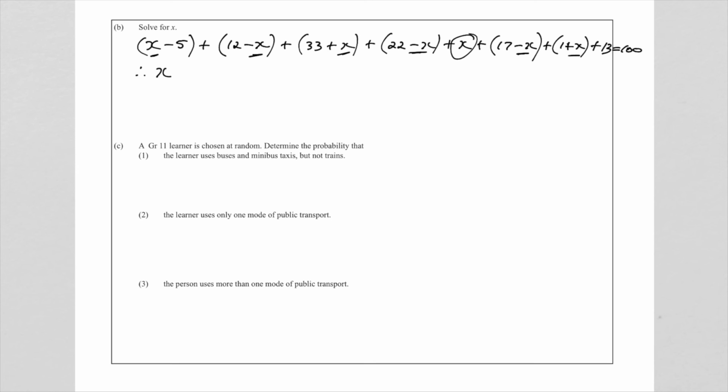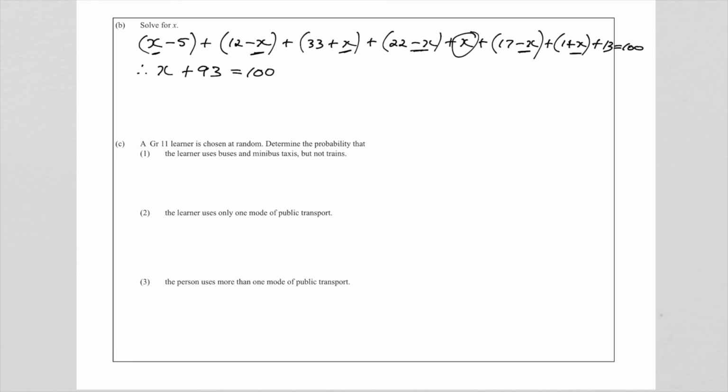So x then, and in terms of the constant values, that will add up to 93, and that is then equal to the 100, which is our sample space. So now we can solve for x, and we say that x is equal to 7. So that was the question in the B part, that we need to find this x.